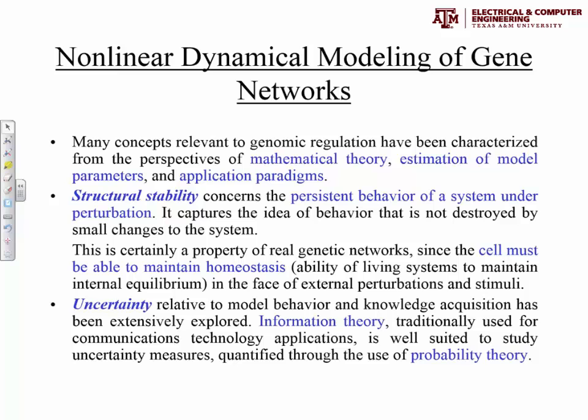No, I'm just kidding. The reason I'm bringing this up is that in information theory you use entropy and all that, and you can use these concepts too when doing gene regulatory network modeling. Some people have already done that. Information theory, traditionally used for communications technology applications, is well suited to study uncertainty measures quantified through the use of probability theory. That is basically the entropy that you calculate, Shannon entropy.